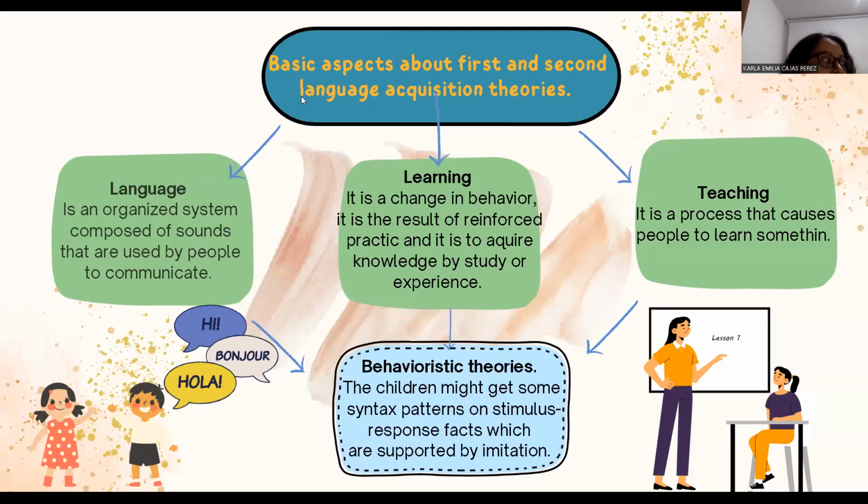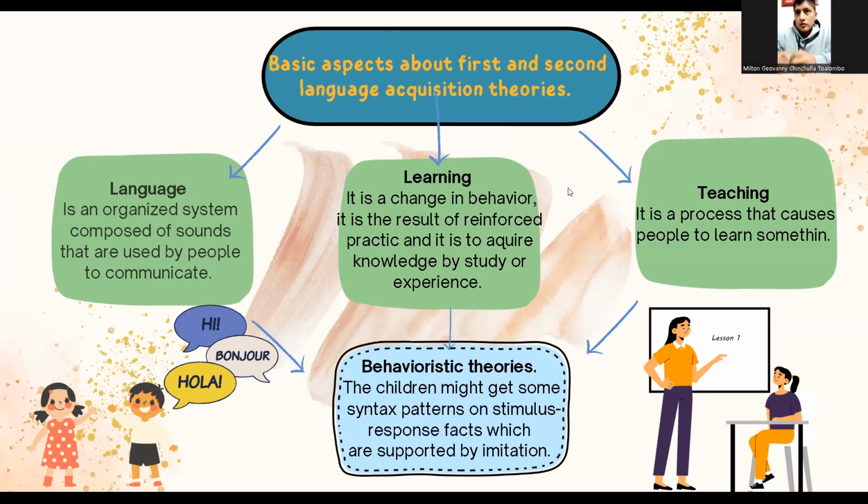Okay, I am going to talk about basic aspects about first and second language acquisition theories. We can find some definitions, like language. It's used as a means of communication that serves to establish relationships among people, family, friends, etc. Also, it's used by a person for interacting, and finally, it's used to transmit a specific culture about their life.